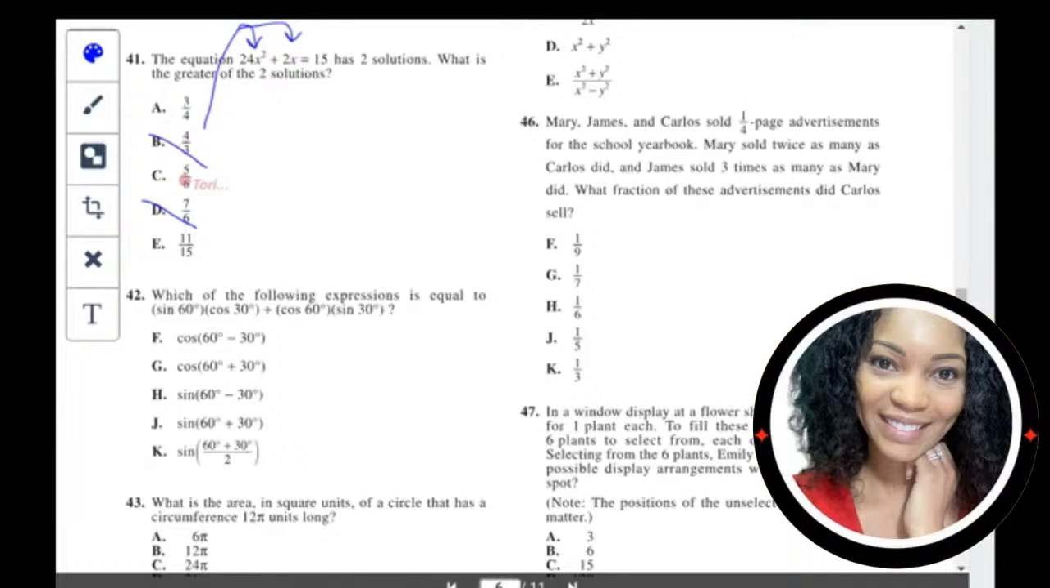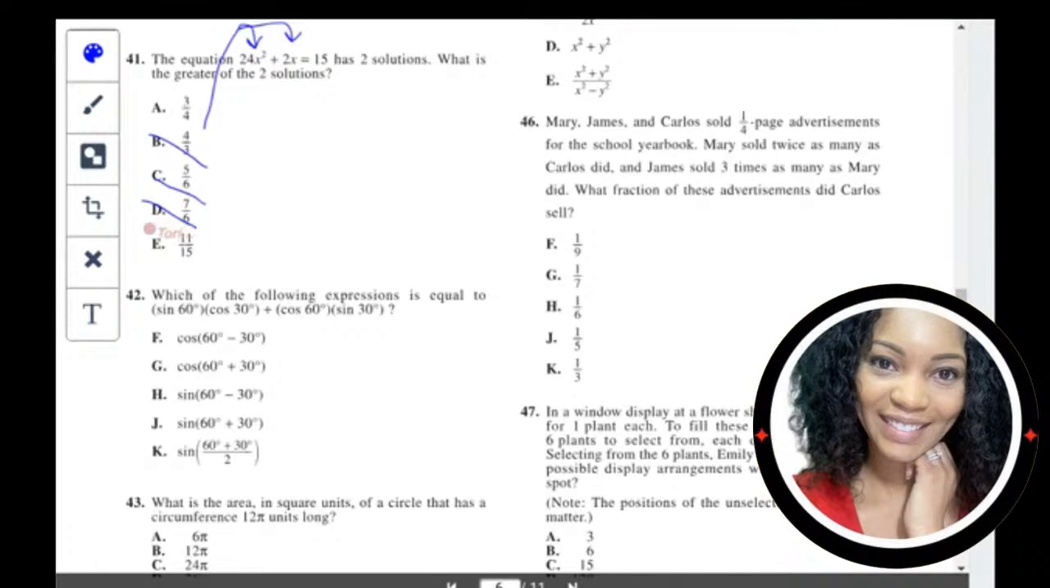24 times 5/6 squared plus 2 times 5/6. And again, that's not the answer. It doesn't give me the 15 that I need. All right, so we'll keep going. Let's try the 11/15. 24 times 11/15 squared plus 2 times 11/15. And that still doesn't give me the answer.